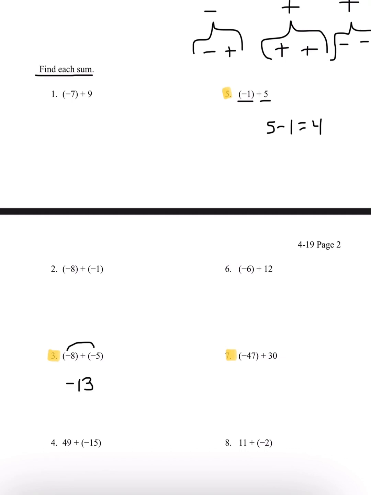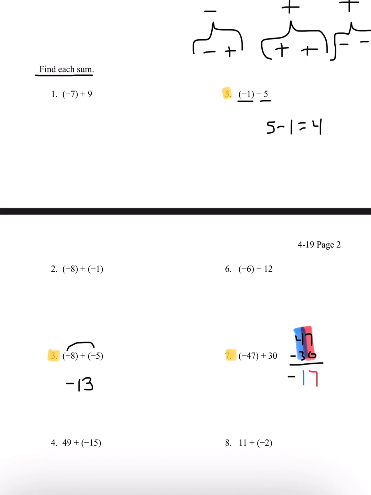Number 7, we have negative 47 plus 30. We're going to be subtracting this. So 47 minus 30. 4 minus 3 is 1. And 7 minus 0 is just 7. But for this one, we have to put the negative number in front of it, so our answer is going to be negative 17.